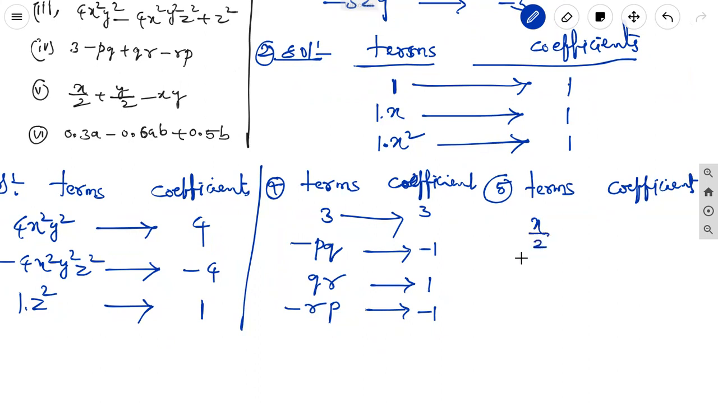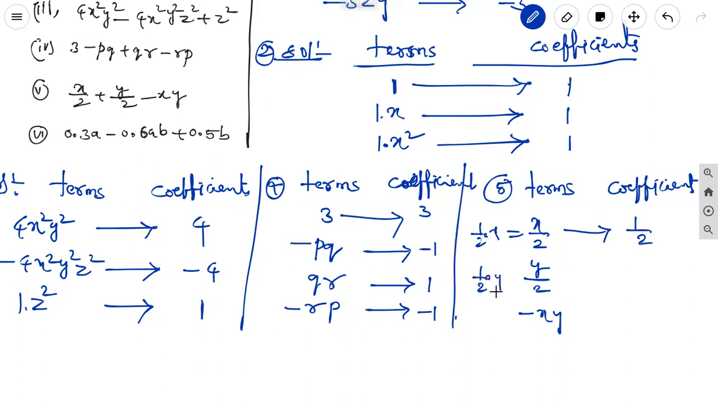First term is x by 2, second term is y by 2, third term is minus xy. Coefficients: x coefficient is 1 by 2, we can write it as 1 by 2 into x. Y coefficient is 1 by 2. Xy coefficient is minus 1 into xy, that is minus 1. Do the sixth one.